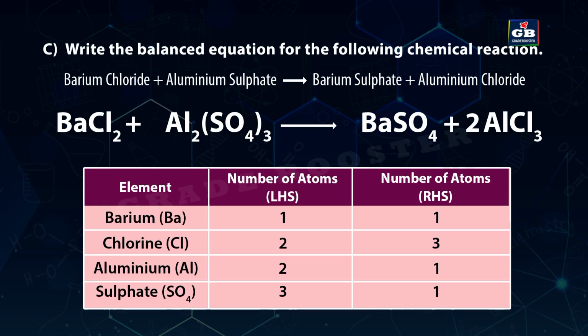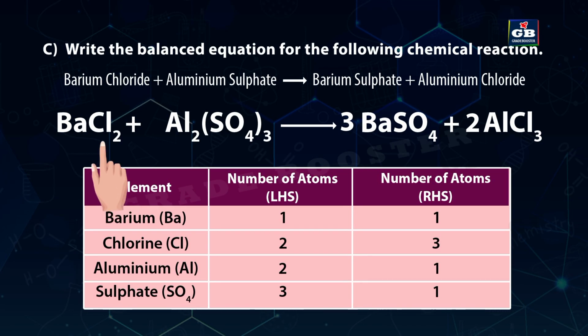Next, sulfate. There are 3 sulfate groups on the reactant side in Al2(SO4)3, but only 1 sulfate group is found on the product side in barium sulfate. Now, add 3 before barium sulfate to balance the sulfate on both these sides. Now it becomes BaCl2 plus Al2(SO4)3 gives rise to 3BaSO4 plus 2AlCl3.